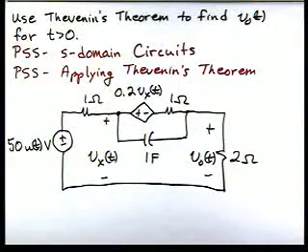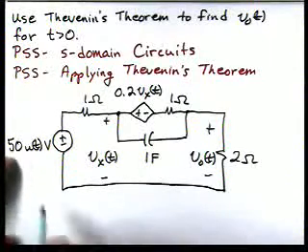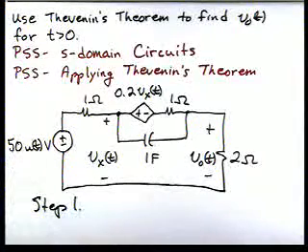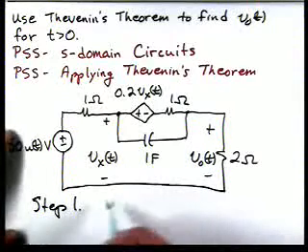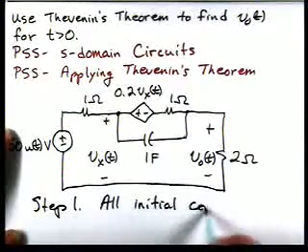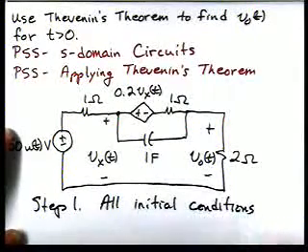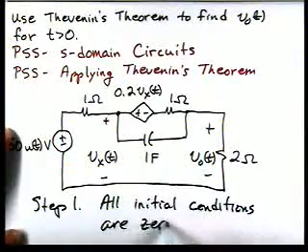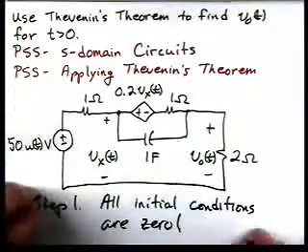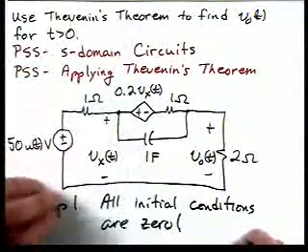Our problem-solving strategy, S-domain circuit, says first find the initial conditions. And if we look, we only have one source. It has a value of 0 for t less than 0. As a result, all initial conditions are 0. Now, step 2 of our strategy says draw the S-domain circuit.